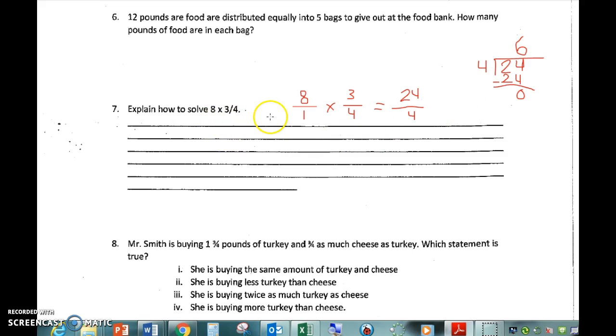Now, in order to explain how to do it, you're probably going to want to mention that the whole number 8 needed to have a denominator, which was 1. You would probably also want to explain this spot right here, and that 24 over 4 needs to be changed into a mixed number or a whole number. And then you could show the steps over here and explain that this is how you arrived at your answer. And that should be a pretty good, solid answer from you if that's what you do. If you do all those things, you've done very well.